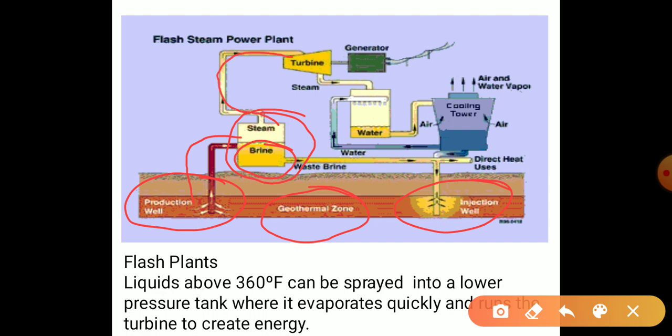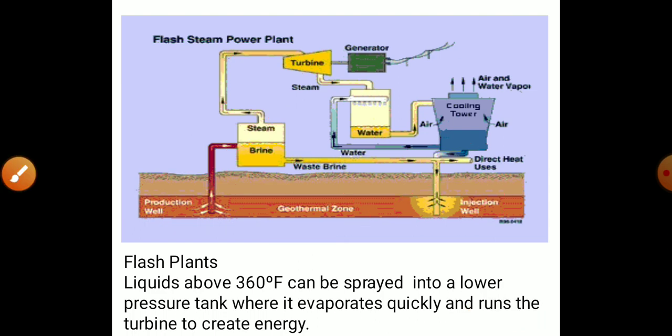At the turbine it is used for generating electrical power, and after that the cooling mechanism goes on there, and this cooled water comes back to the geothermal zone by using the injection well. So this is the complete path by which the flash steam power system works.